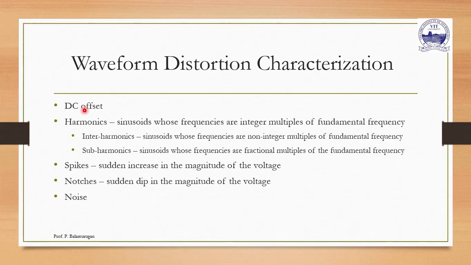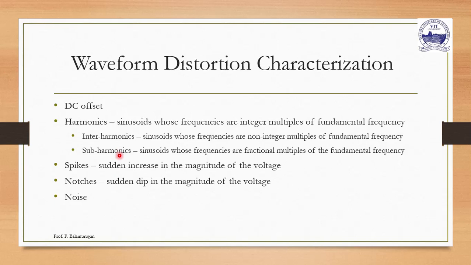Harmonics, the definition of harmonics holds good: it is a sinusoid voltage or current signal whose frequency is an integer multiple of the fundamental frequency. And again we have two subcategories of the harmonics. One is interharmonics and another one is subharmonics. In the interharmonics, the frequencies of these sinusoids are non-integer multiples of the fundamental frequency, and in the subharmonics, the sinusoid frequencies are fractional multiples of the fundamental frequency.